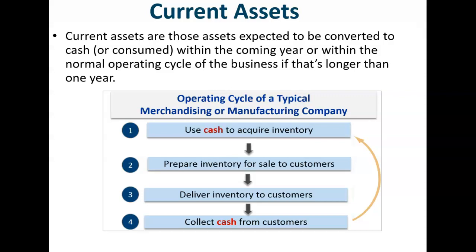But most businesses will use the operating cycle that is shorter than 1 year. In these situations, the 1-year convention is used to classify both assets and liabilities. Where a company has no clearly defined operating cycle, the 1-year convention is used.